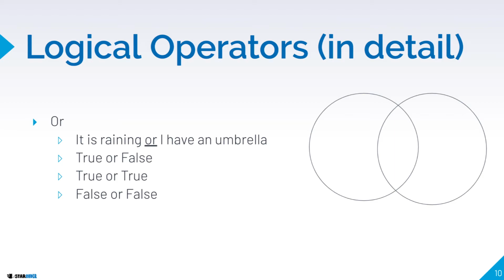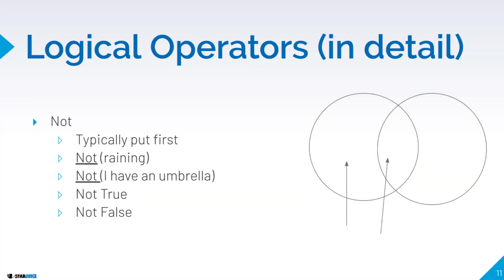Let's look at the final main logical operator, not. So the idea of not is that it returns whatever the expression is, well, not. So let's say the value of raining, the variable, is false. The value of the variable is false, so the expression is not false.